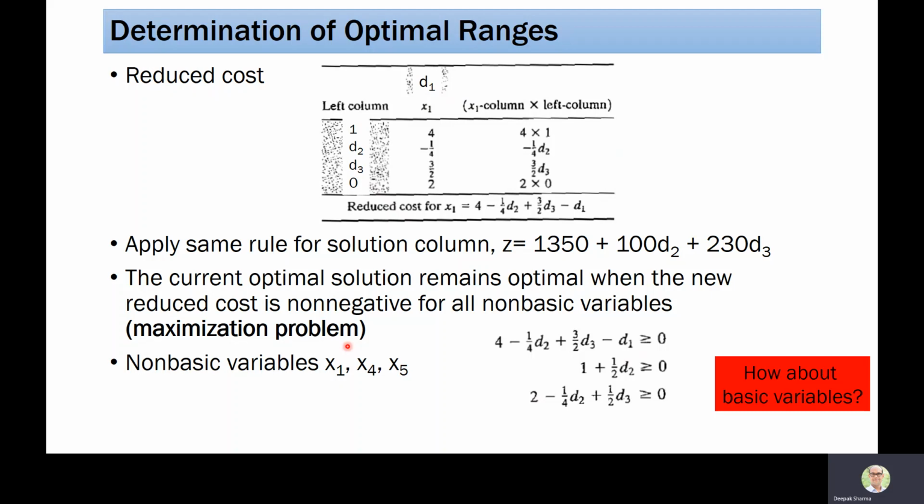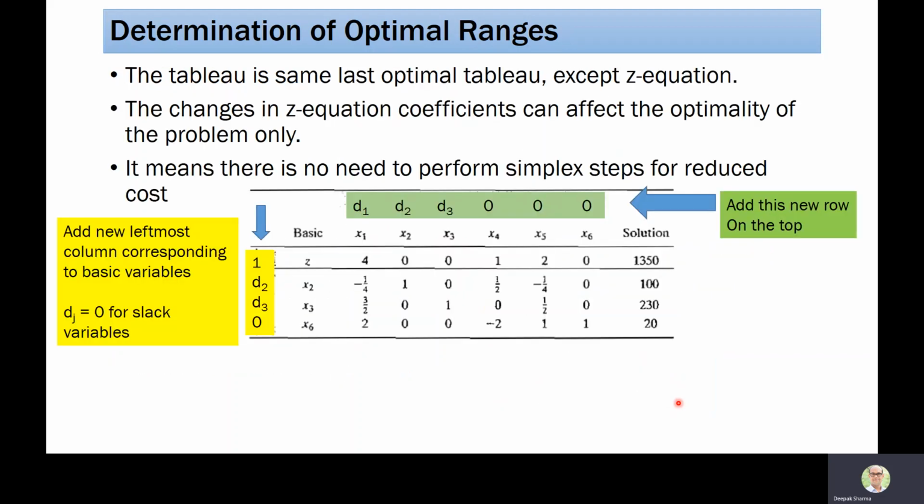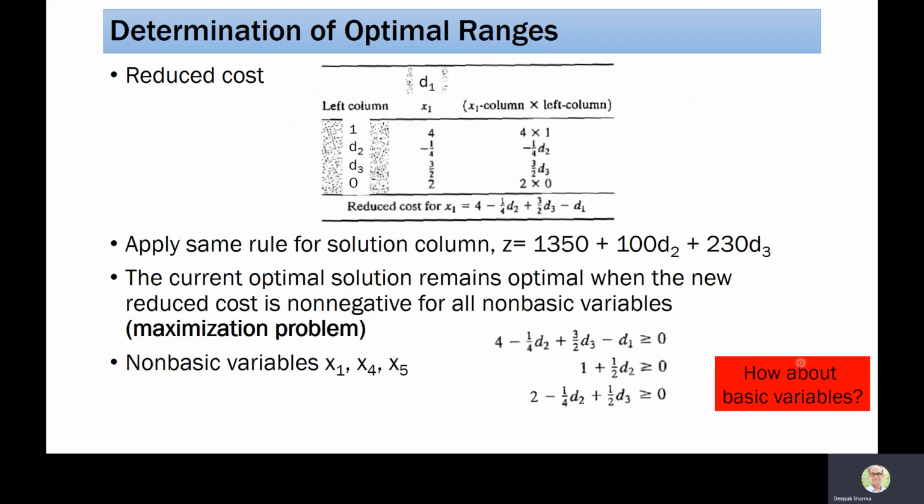How about the basic variables? Should we look into it? You remember that we discussed earlier that in the simplex table, the Z coefficient of all basic variables is 0. This means the reduced cost of all basic variables is always 0, so we will remember that. We are not worried about the basic variables because their reduced cost is 0.